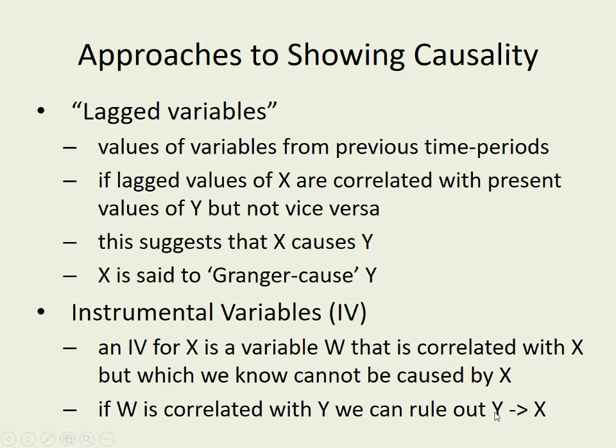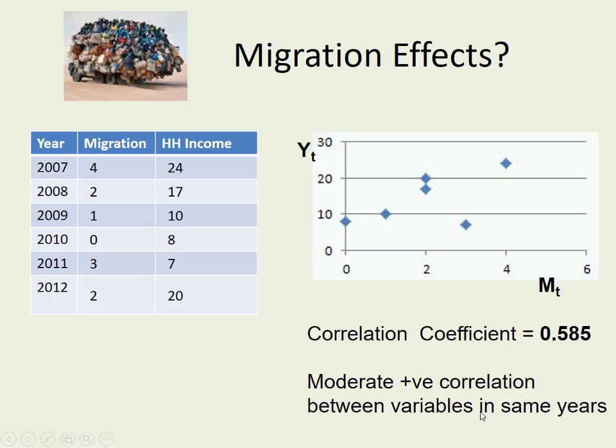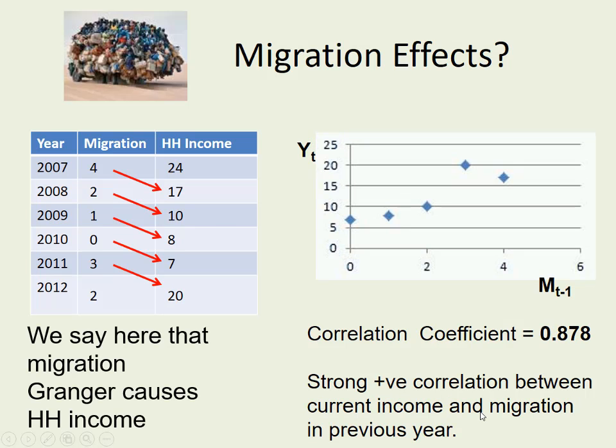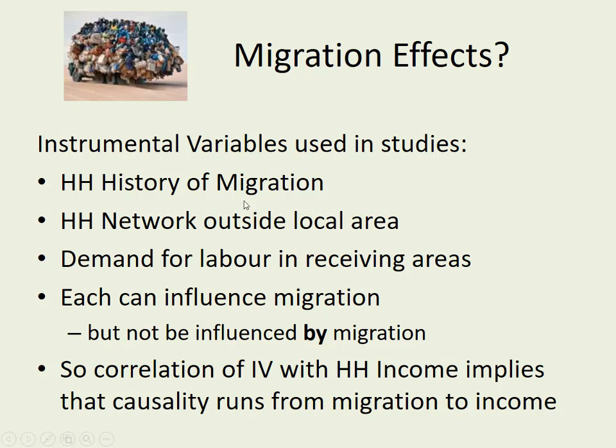Because even if there's some backwards causation, if Y really is causing X, then X can't have an effect on W, so you wouldn't see that. I'll show you a bit how that works out in the actual example in a moment. So these are the instrumental variables they considered, and demand for labour.